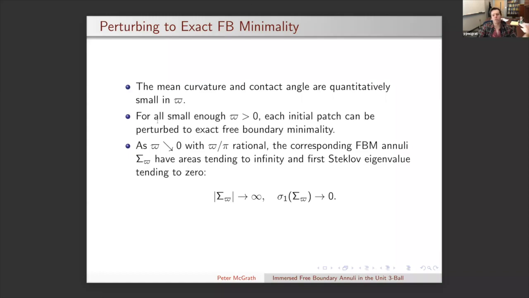And then, of course, if you do take varpi over pi to be rational, the free boundary annuli that you get, since varpi is very small, they precess around very slowly, so it takes a long time for them to close up. So since the geometry of a fundamental patch is very predictable, its area is nearly half of the area of the disk. The area of one of these annuli is very large. And as varpi goes to zero, the area of these surfaces tends to infinity. And then correspondingly, the first Steklov eigenvalue tends to zero.